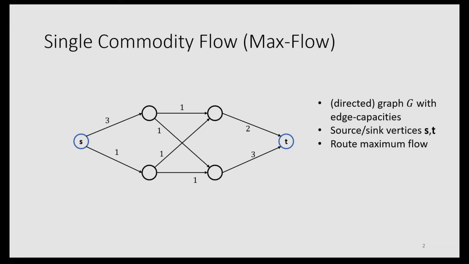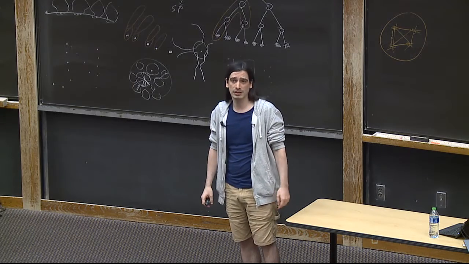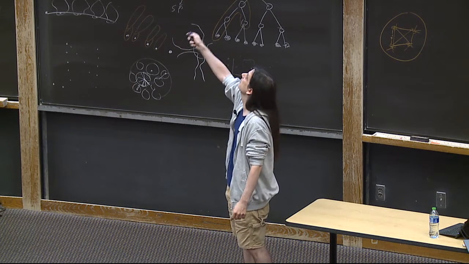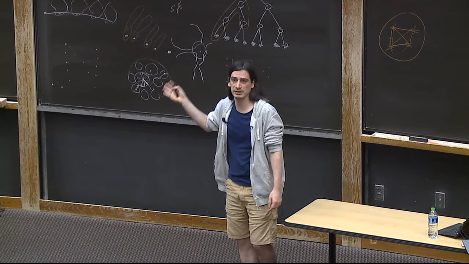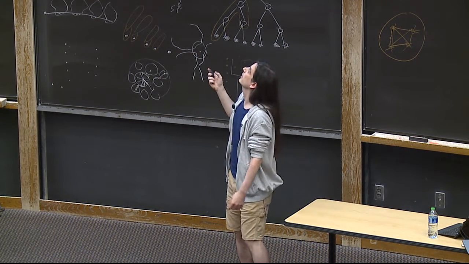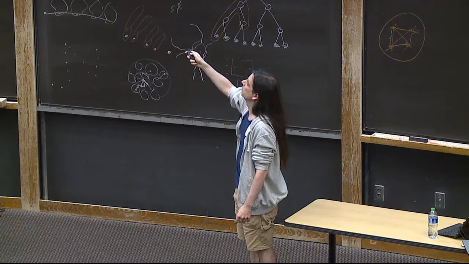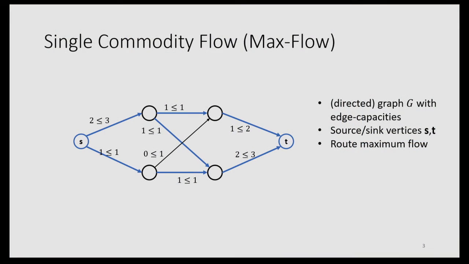First, what is a single commodity flow? This is just the basic flow problems that you all know, things like max flow or min cost flow. You're given some directed graph with edge capacities, maybe also some costs. You have a source and target vertex, S and T, and you now need to route a flow in this network. And this here, for example, would be a maximum flow, right? It routes the maximum amount of flow from S to T without violating these capacity constraints.